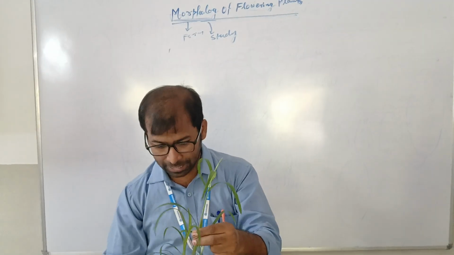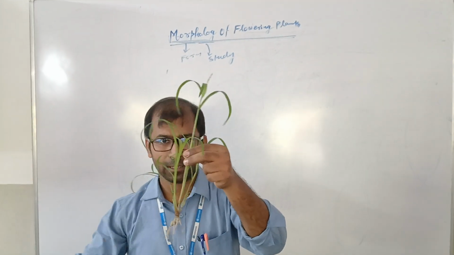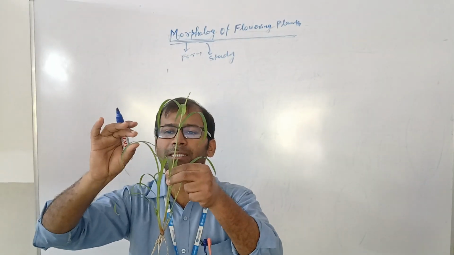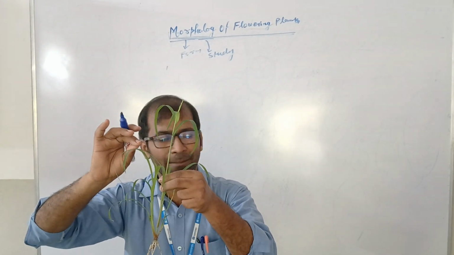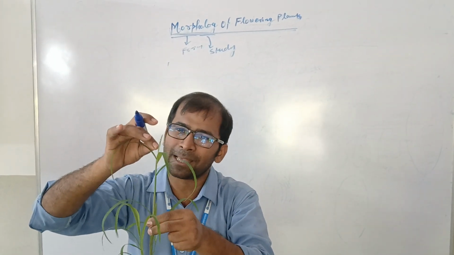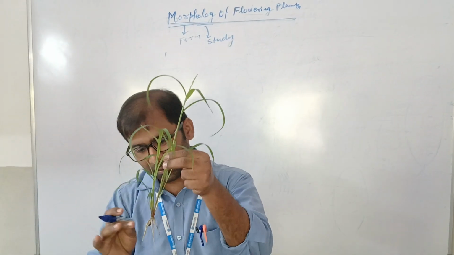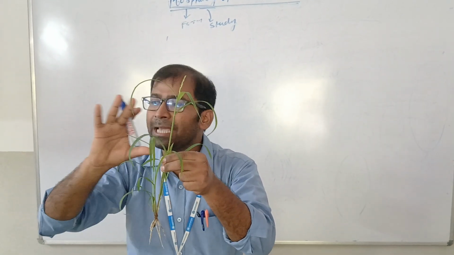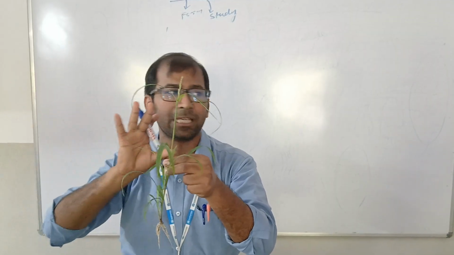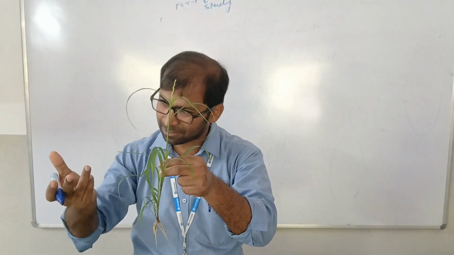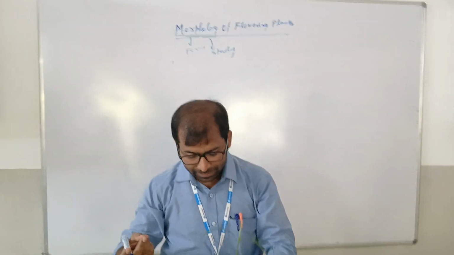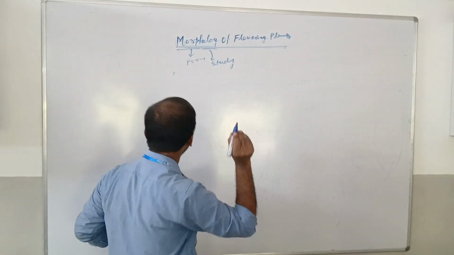Again, listen carefully. This is the plant, and this is the external structure. In the external structure, what are we observing? There are leaves, some flowers arising, roots and stems. When we study the external structure of the plants, that is known as morphology. Is it clear or not? Okay. So in morphology, what do we read?